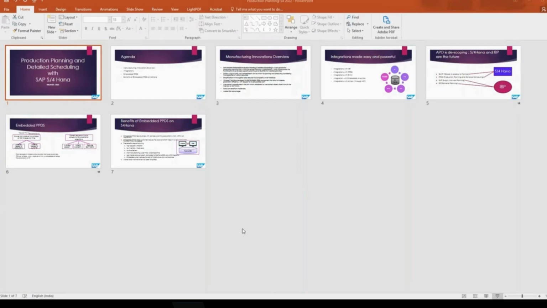Data conversions made easy. Why? We have the material master on the SAP side, and on the PPDS side we have product masters. The moment you create a material master on the SAP side, it gets integrated automatically to the PPDS side. So the product master gets created immediately. You don't have to create a separate conversion program like LSMW or LTMC to get those integrated.